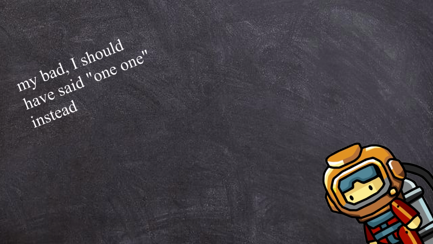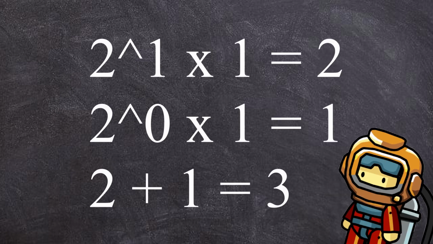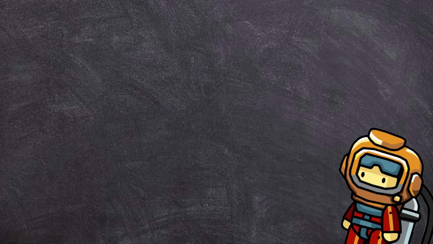Now let's say we have 11 in binary. That's 2 to the power 1 times 1, plus 2 to the power 0 times 1. Add that together and you get 3.